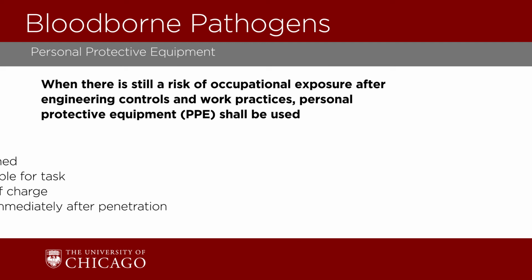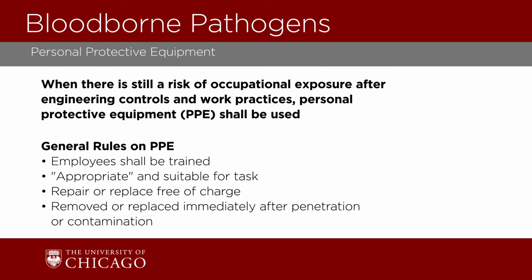The next section of the training pertains to personal protective equipment, or PPE. It is OSHA's policy that, when there is still a risk of occupational exposure after engineering controls and work practices are in place, PPE shall be used. PPE is used to provide a physical barrier between you and the potentially infectious material. PPE must be used in all occupational situations where there is a potential for the employee to come in contact with potentially infectious materials. There are general rules that apply to all PPE.